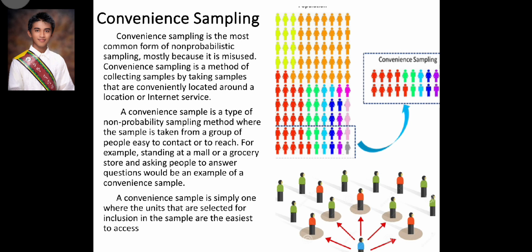Convenience sampling is simply one where the units that are selected for the inclusion in the sample are the easiest to access. So, sa convenience sampling, from the name itself, ang pinakadali lang nakuan. For example, you are a researcher, but you need to get the data as fast as you can. So, convenience sampling is the easiest way.